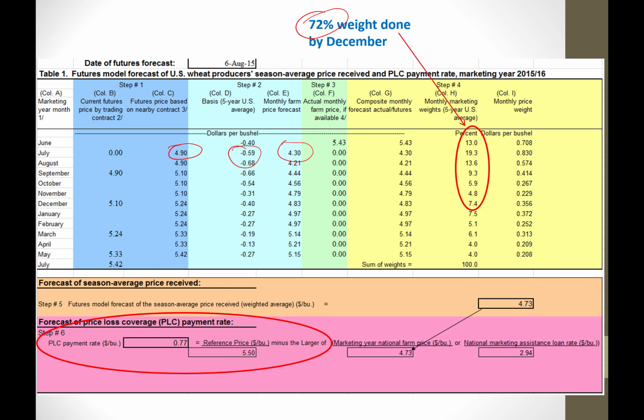This university spreadsheet used the futures market going forward, so it took each set of months' futures price minus the historical basis to come up with a projection for how PLC is going to pay for 2015. At the time that I ran this report, they were projecting a 70 cent per bushel payment on wheat on PLC, so that'd be pretty major for us, right?